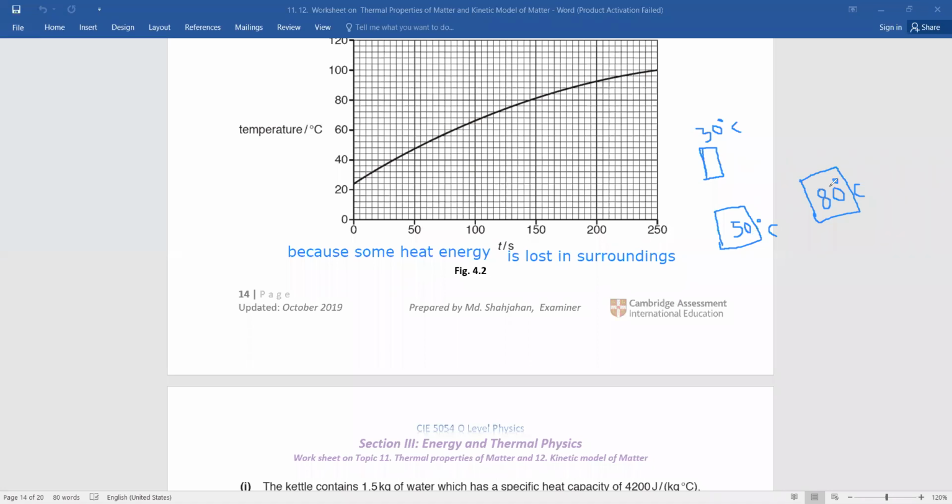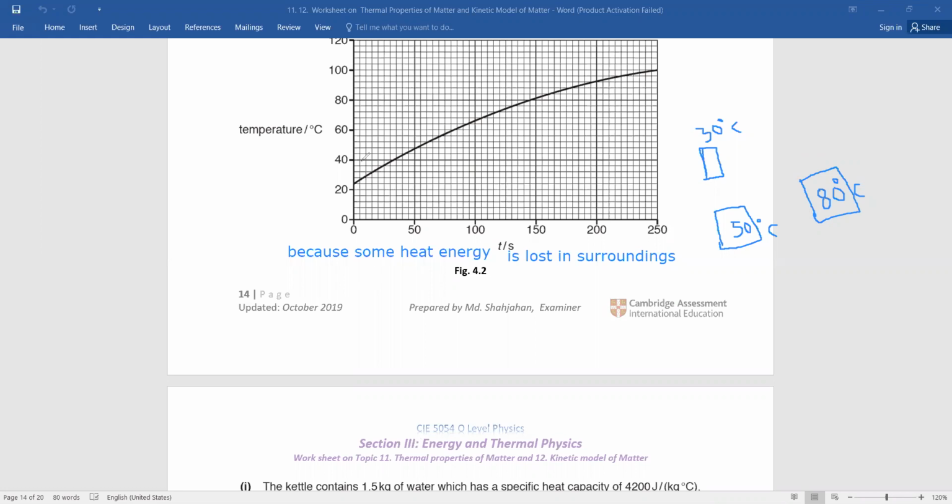80 degrees Celsius. 80 degrees Celsius will lose heat more faster, right? The difference of this 30 degree and 50 degree is 20 degrees only, but 80 degree and 30 degree, the difference is 50 degrees Celsius. So the 80 degree one will lose heat more faster, right? Isn't it?